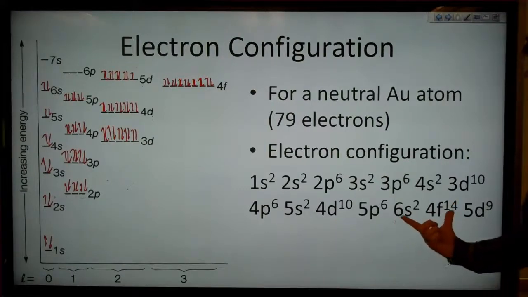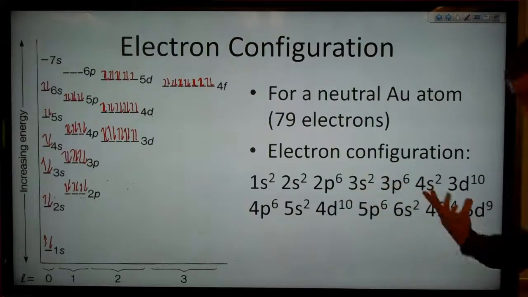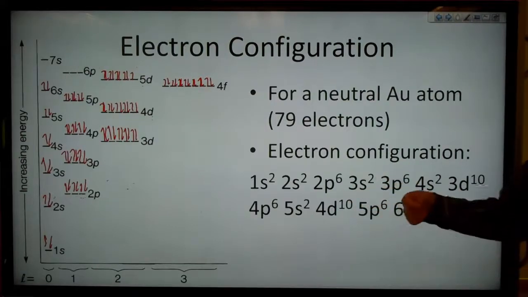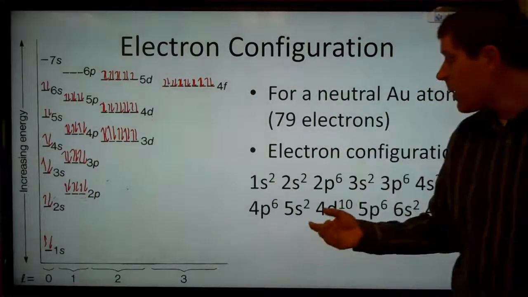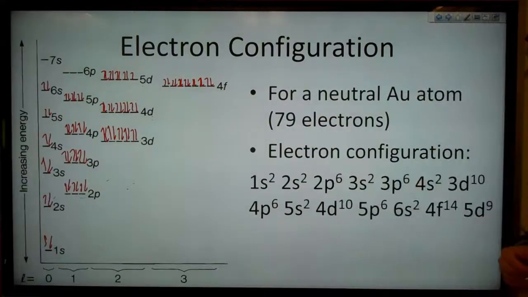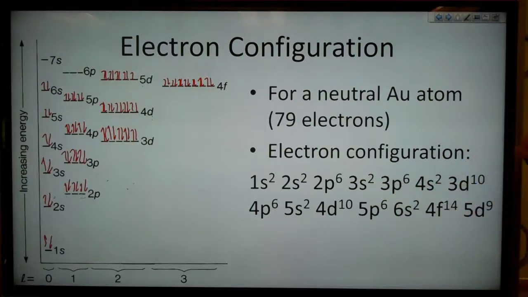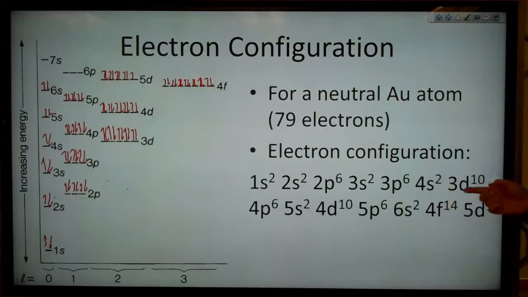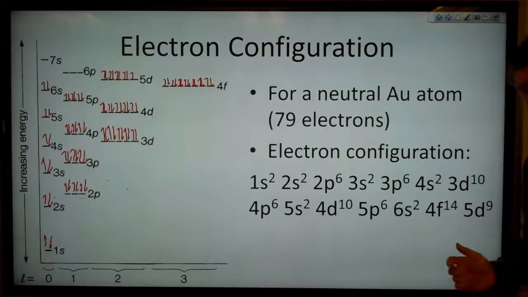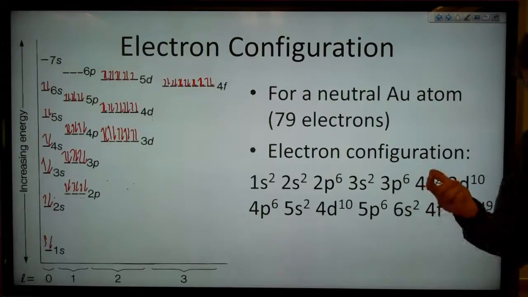Now, that gets rather long. We don't want to have to write out all of that every time. Because as we go to the next element, now we're going to have 80 electrons, and we're going to have 1s2, 2s2, 2p6, 3s2, 3p6, 4s2, 3d10, 4p6, 5s2, 4d10, 5p6, 6s2, 4f14, 5d10. And the next one will have all of that plus 6p1.